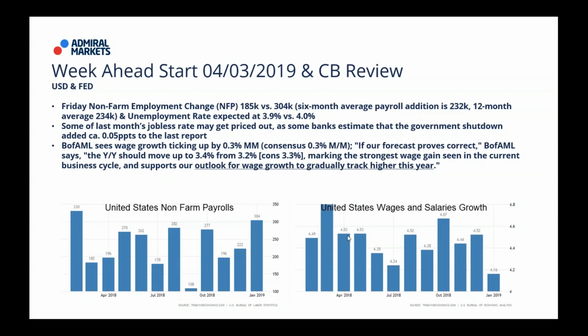And that's actually the consensus. So they're saying, if our forecast proves correct, then the year by year should move up to 3.4 from 3.2, consensus is 3.3. So I often get asked, what's more relevant, the month by month or the year by year? And you know, it's quite funny because there's no standing rule to it. Sometimes the market reacts more to the monthly figure. Sometimes the market reacts more to the annual figure.